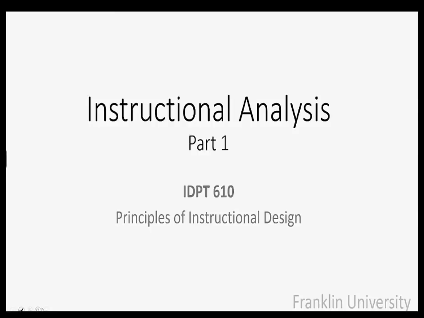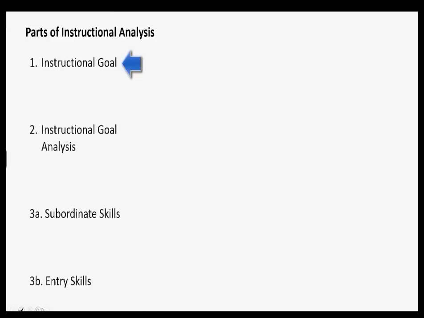Let's go ahead then and take a look at the general pieces of an instructional analysis. Okay, so what are the parts of an instructional analysis? Well, first at the top here is the instructional goal. So far in our course in IDPT 610, you've already created your instructional goal. So your next step is to do the instructional goal analysis, and this is where you analyze your goal to break it down into the sequence of activities or operations and decisions that are required to actually achieve that goal. So you sort of break it down into steps, big steps.